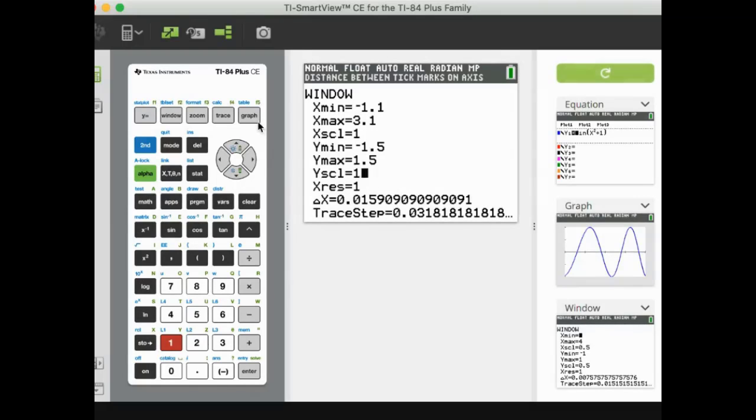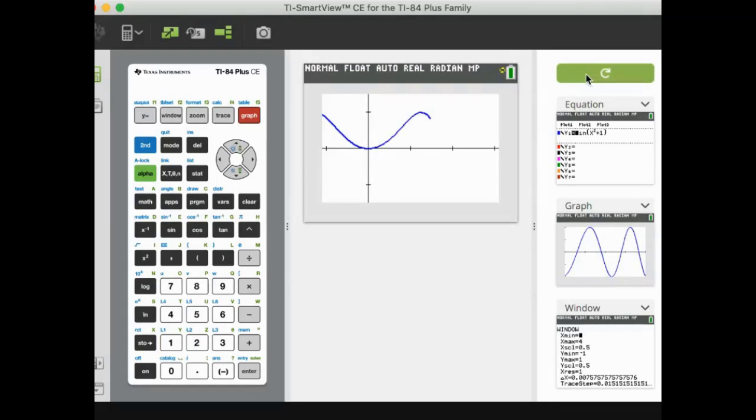Let me go ahead and graph that now. And then for those of you who missed it, I'll refresh this so that you can see everything. So here's my graph. Here's my function. My function is sine of x squared. Here's my window. So you guys can see all of those things right now. And then this is our function.